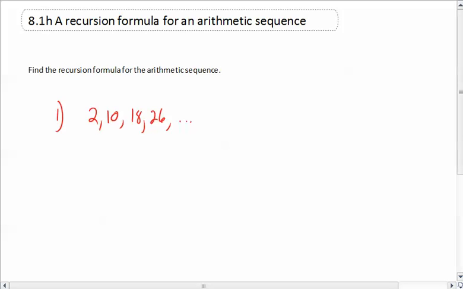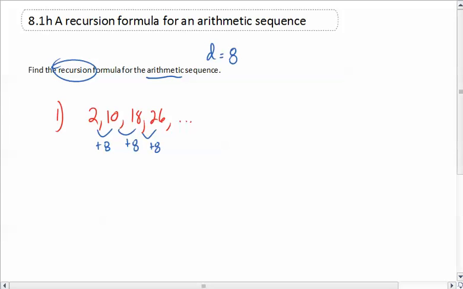So what we're basically doing again is figuring out what is being added or subtracted, because it says it's arithmetic, so we know there's a common difference. We just need to know what that common difference is. So this time it looks like they're adding 8. Now remember, they want a recursion formula, so we're not going to use a sub n equals a sub 1 plus n minus 1 times d. But we do know now that the common difference d is 8.